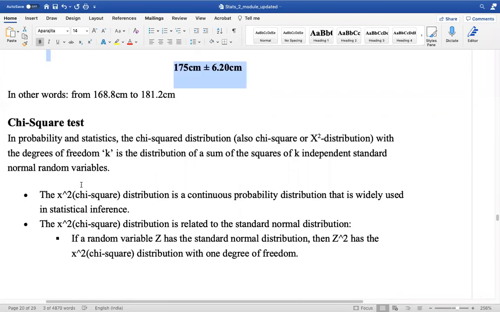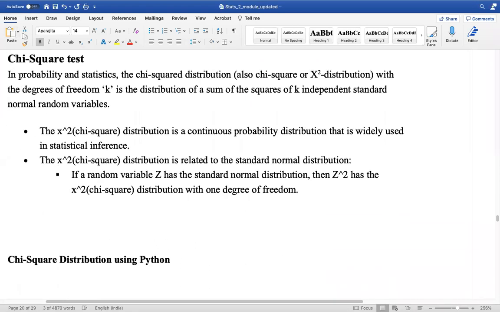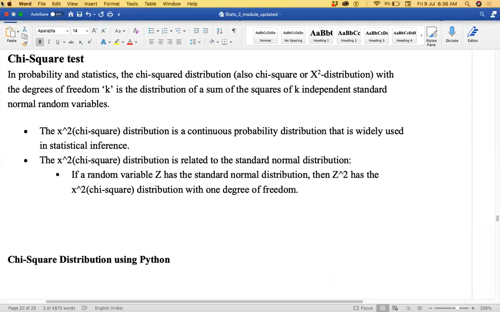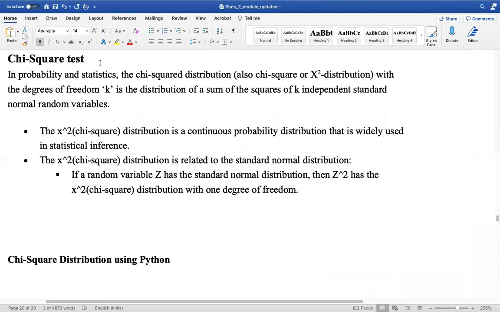Okay, and the next one is chi-square. The chi-square can be used when your data is categorical. In probability and statistics, the chi-square distribution with k degrees of freedom is the distribution of a sum of the squares of k independent standard normal random variables. The chi-square distribution is a continuous probability distribution that is widely used for statistical inference. It is related to the standard normal distribution.